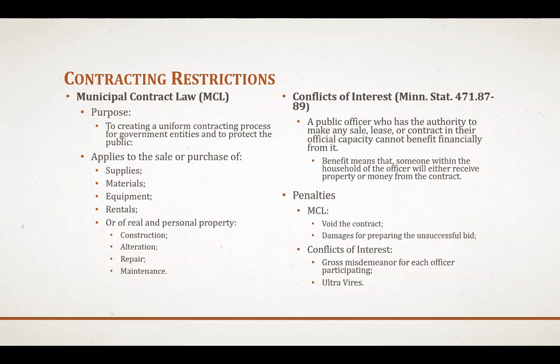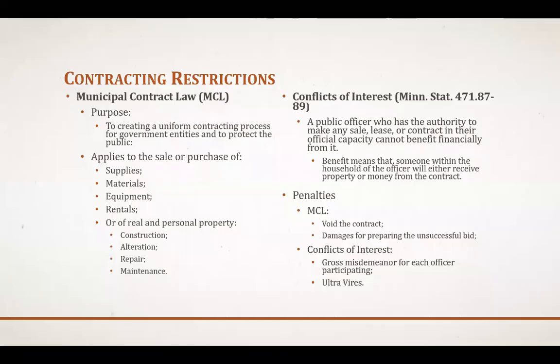The other big restriction is conflict of interest, and we're not going to get into conflict of interest today, but it applies whenever a public officer has the authority to make any sale, lease, or contract in their official capacity, and they cannot benefit financially from it, which means that anybody within their household would receive property or money, or there would be an exchange of property or money in that process. It doesn't mean that you're on the winning side, that you're gaining money. If you're losing money, or someone in your household is losing money, you have to follow certain rules. Again, this is really to help protect public funds and reduce the potential for fraud or abuse by public officials.